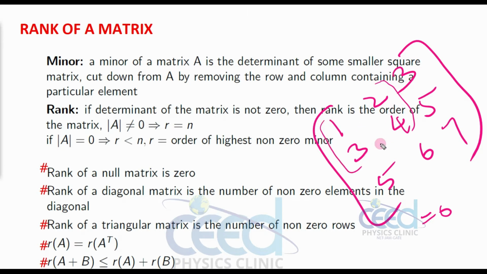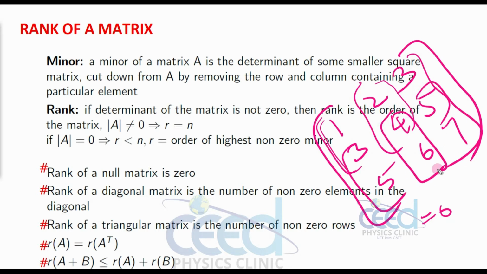For a 3 by 3 matrix, the minors have order 2 by 2 only. You can select a 2 by 2 minor like this, or like this, or like this. If any of the minors has a value not equal to 0, then that order would be the rank of that particular matrix. That is the idea. When I do one problem you will get more idea about this.